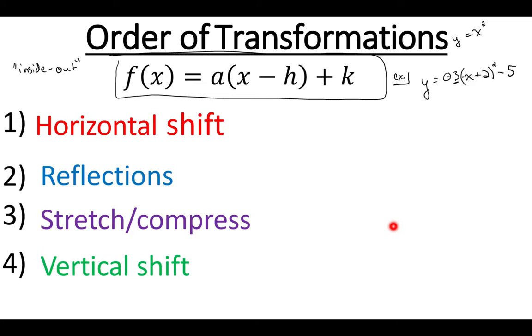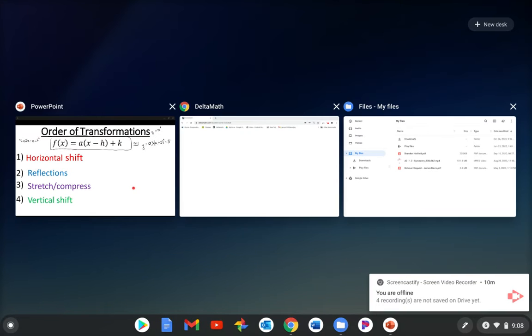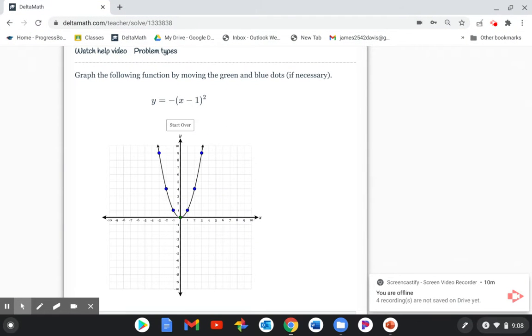The reason reflections come before stretch or compress is because that reflection could be right there or it could be on the outside. Either way, it doesn't really matter because with multiplication, the order doesn't matter. So we're always going to do our horizontal shifts first, then our reflections, then our stretches or compressions, and then lastly our vertical shifts. It's important that you know that order when you are applying all these together. All right, so let's take this and apply it. We're going to be looking at an assignment on Delta Math for this.